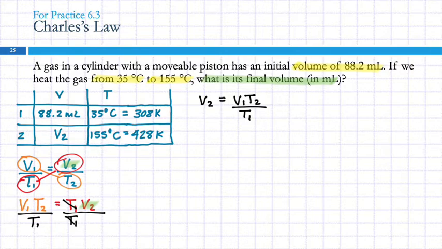Now we take them and plug them in. We go over to the table. This is V1, 88.2 milliliters. And we're going to multiply by T2, which was 428 Kelvin. And we're going to divide by T1, 308 Kelvin.